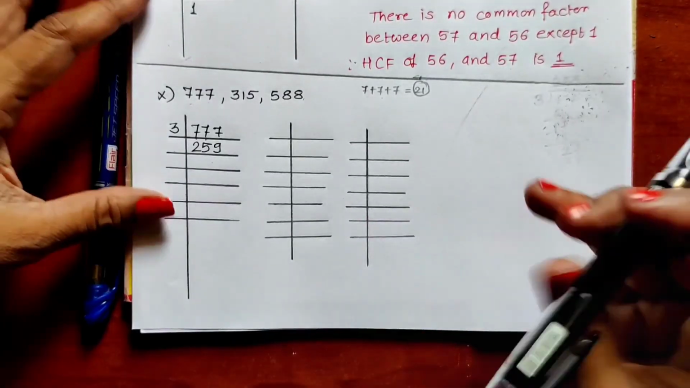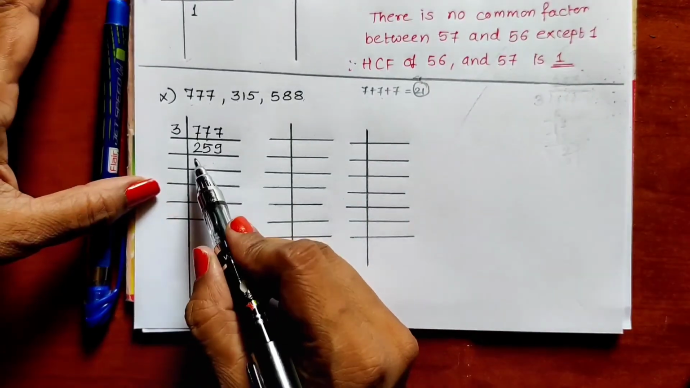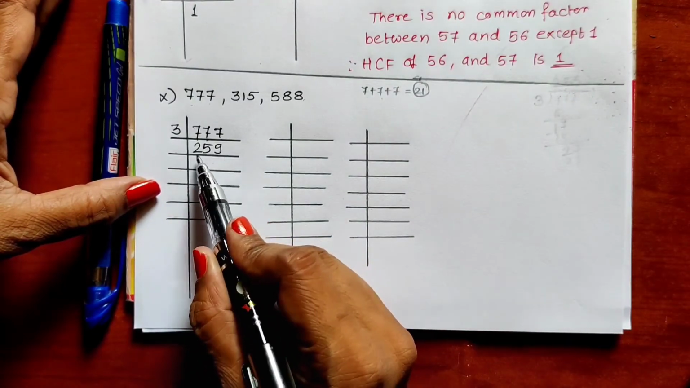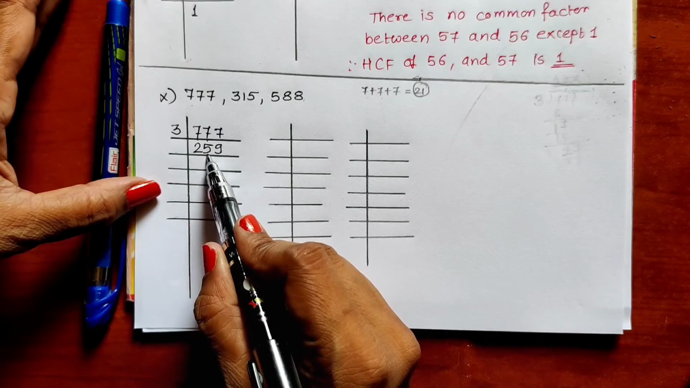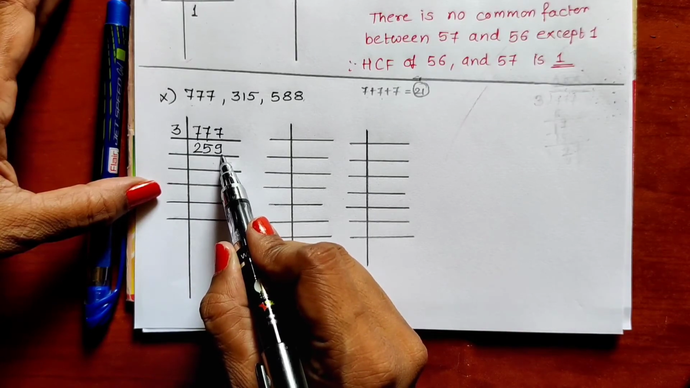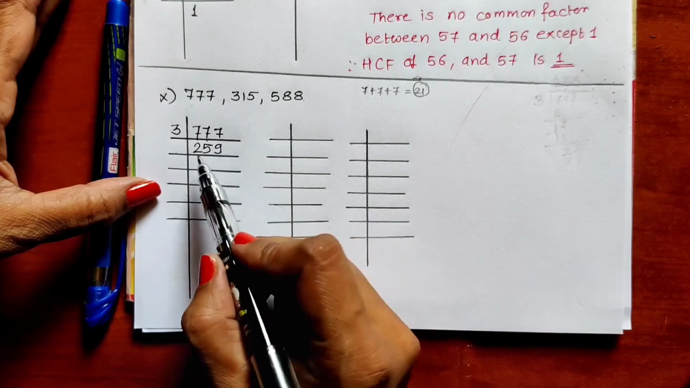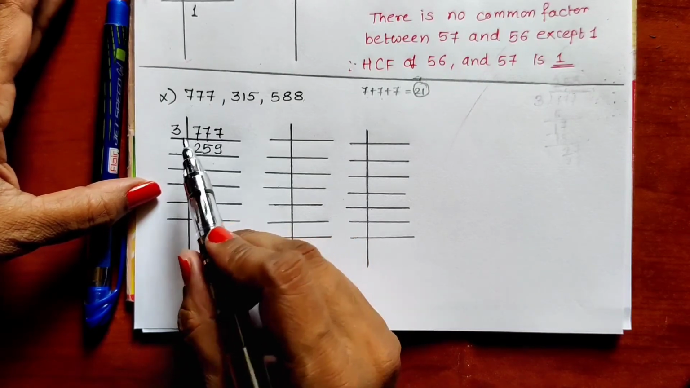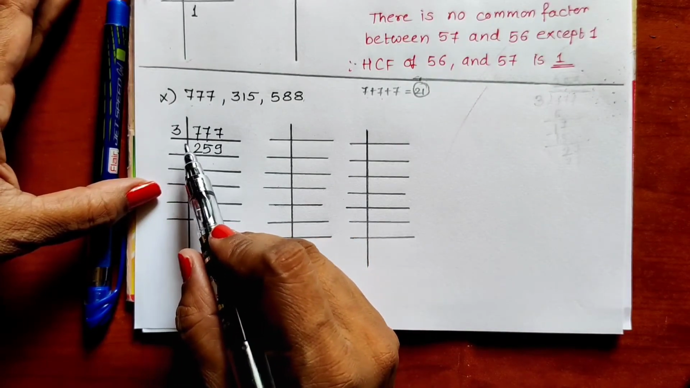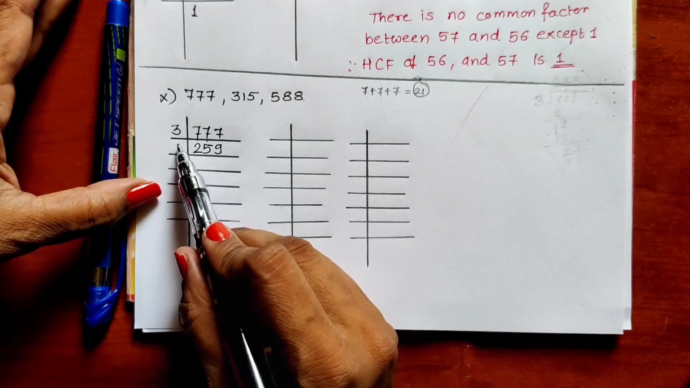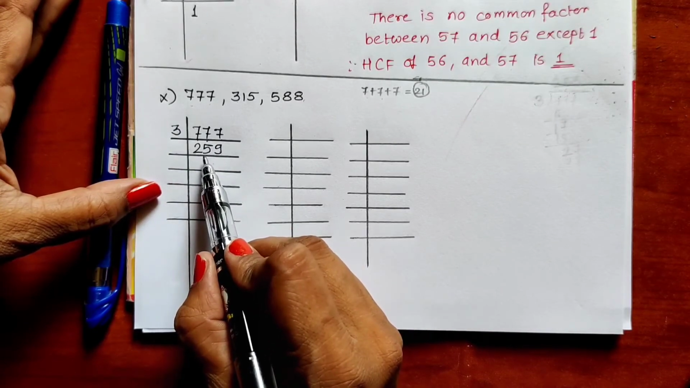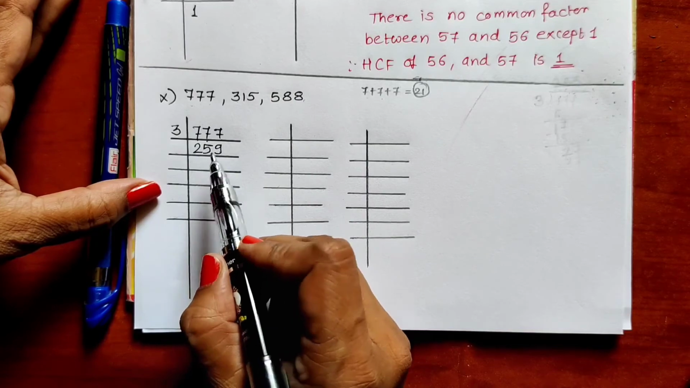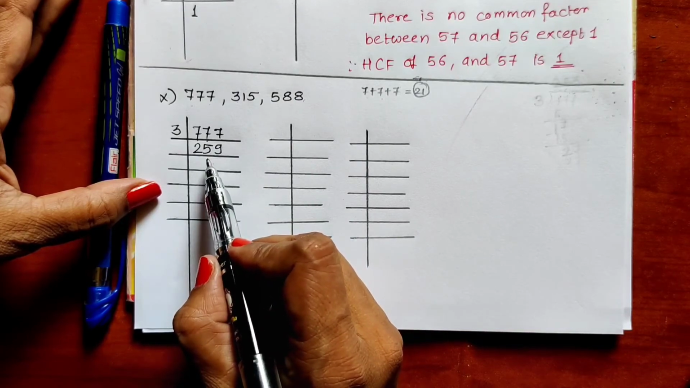Now let us continue with our sum. 259 we have got, 9 in the unit place. Let us check. 2 plus 5 is 7. 7 plus 9 is 16. Correct? 16 is not divisible by 3. So it is not divisible by 3. It will not be divisible by 5. It will not be divisible by 6.